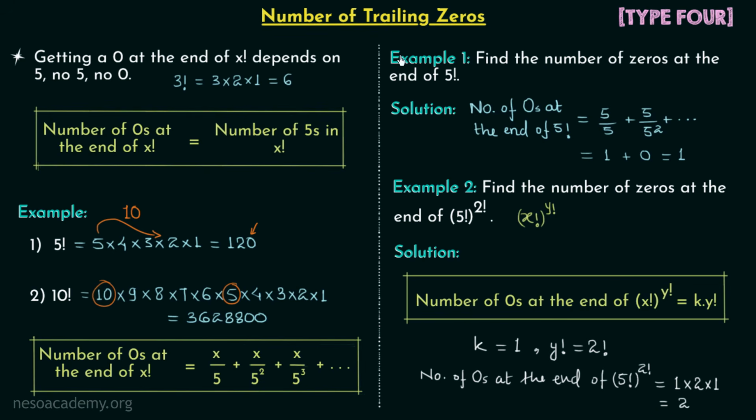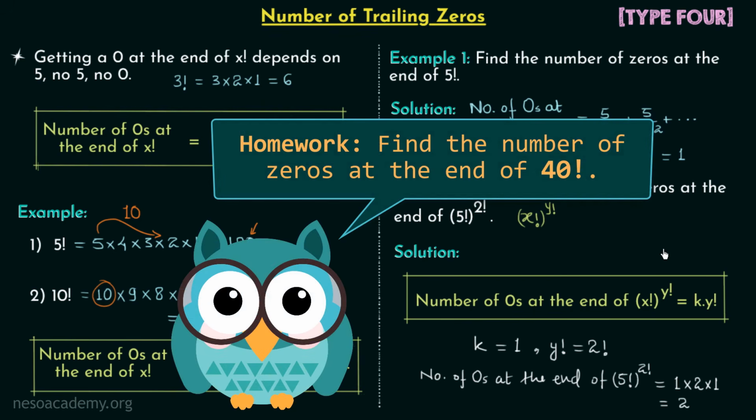So I hope the 2 example problems are clear to you, and now I will provide one homework problem. Try to find the total number of zeros at the end of 40 factorial. Use the formula I have given, and once you have your answer, post it in the comment section.